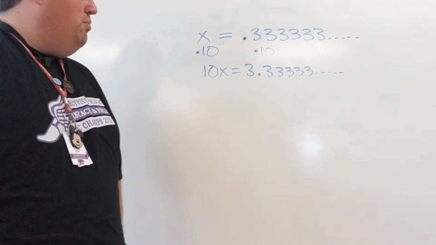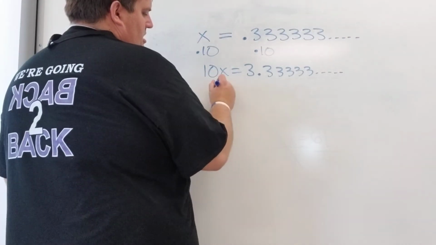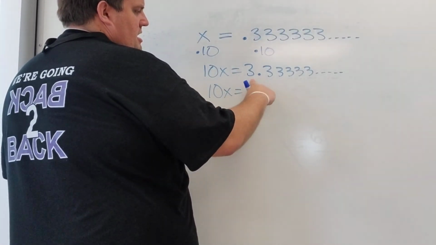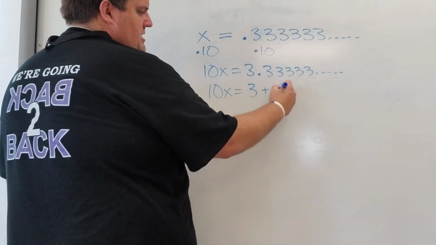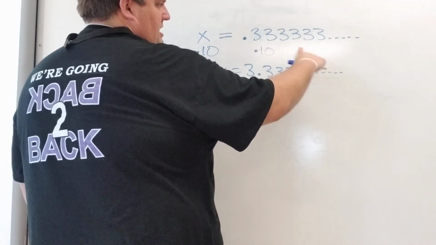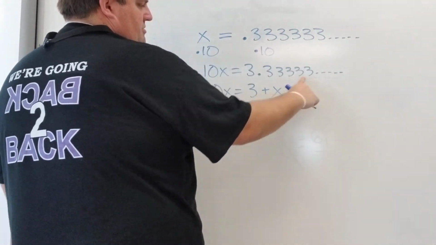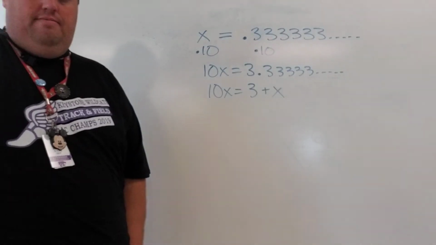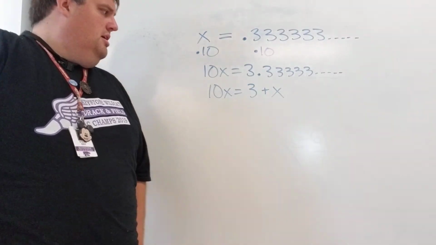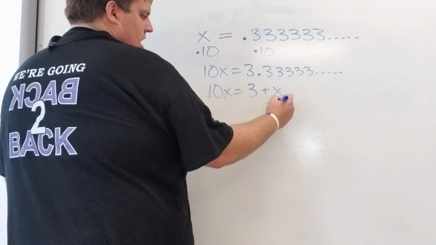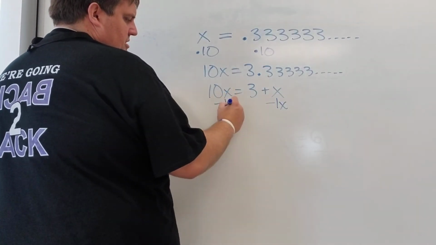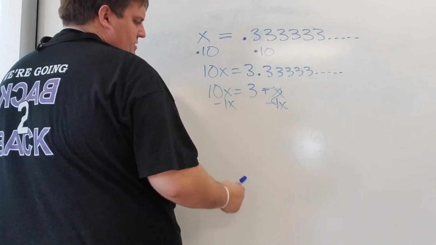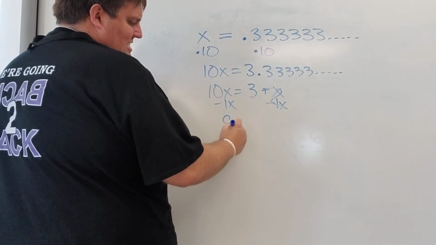And then here comes that weird step. This side's still going to be 10x. This side I'm going to write 3 plus x, because x is just that decimal. So I'm just going to rewrite that part as plus x. Then I will subtract 1x from both sides. Subtract that 1x that's over here, so we get rid of it. 10x minus 1x is 9x.